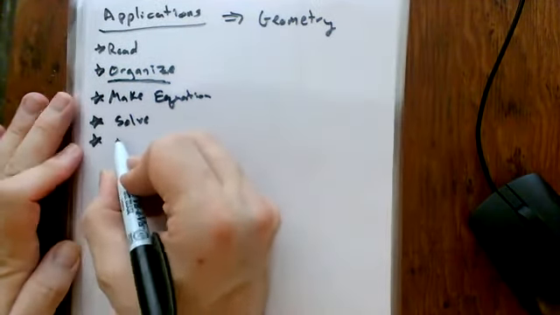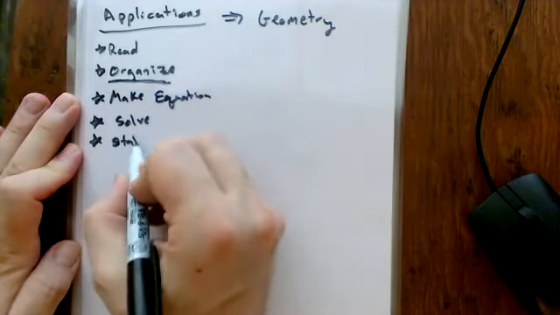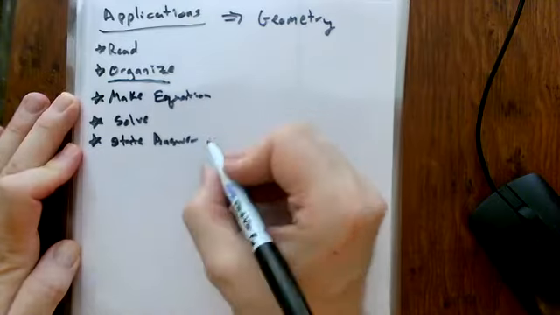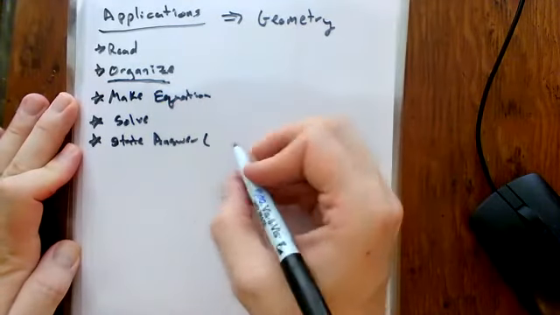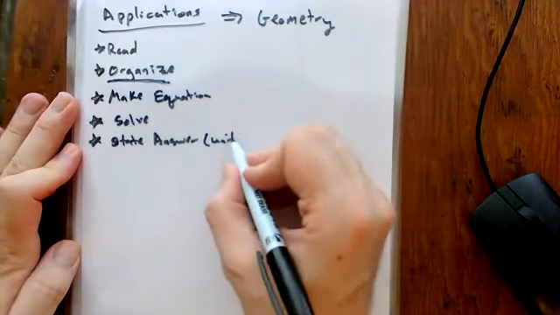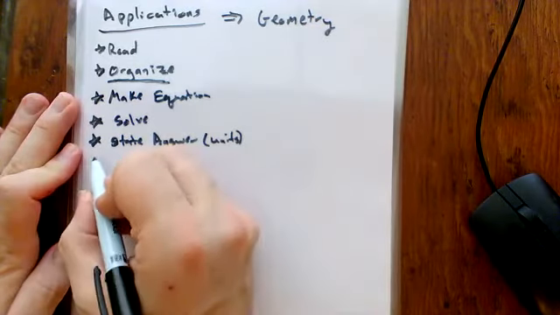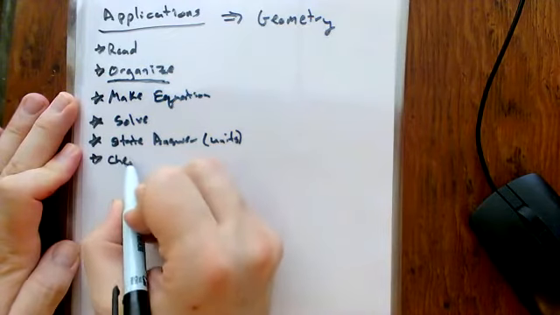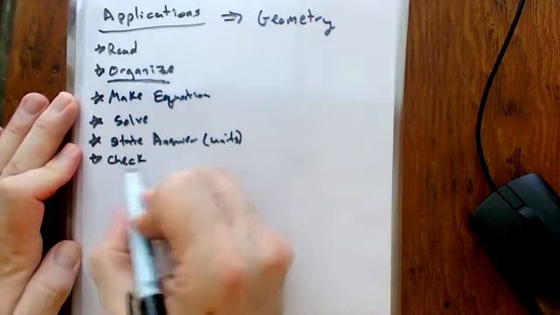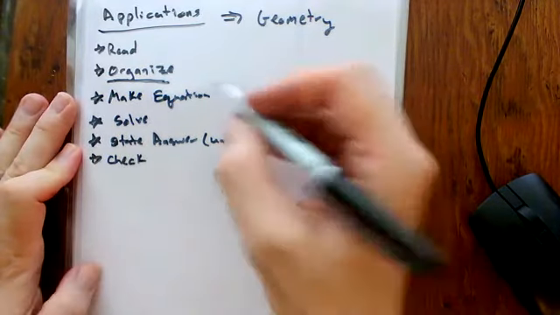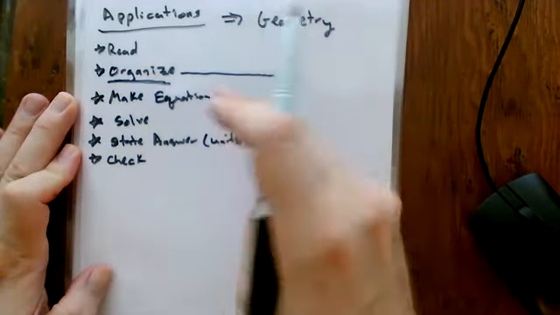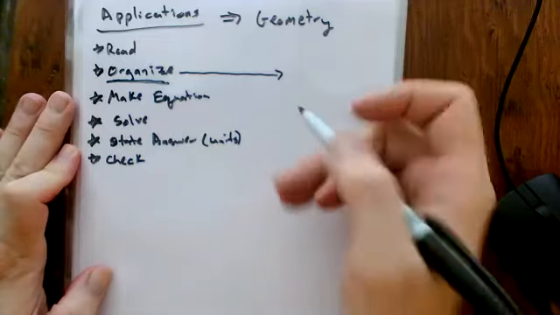Then it's very important to state your answer. And one of the important things in your answers are units. It's also a good idea to give yourself a reality check. Ask yourself, does my answer make sense? Now, let's talk about our strategy for solving geometry questions.